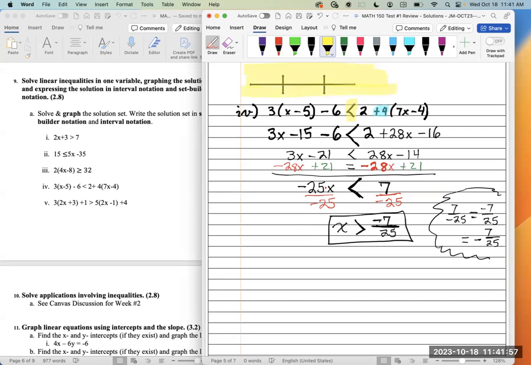To graph this, is this graph up here. I need 2 points on the graph. I'll use 0 and negative 7/25. So if this point is 0 and this point is negative 7/25, well, this is a strictly greater than, so that means it will be an open circle. And I want the x values that are larger than that, so it would be everything going to the right. So there's my graph.